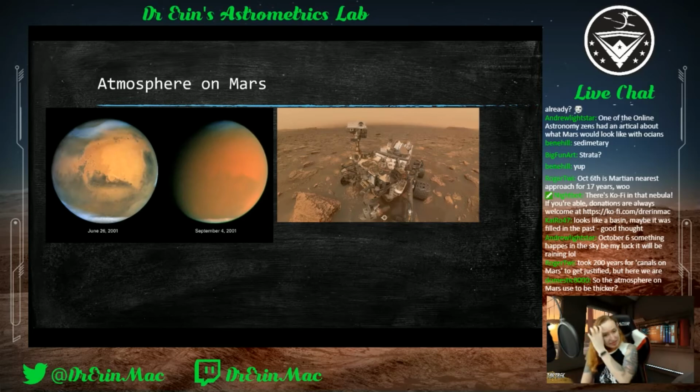Yes, and Domestic, I'll get to that in a second. But how it is right now, it's only 0.6%. It's very, very thin, but it's not non-existent. It is there, and we do get dust storms. This is another Curiosity selfie, but you can actually see the dust storm behind it. This is the dust storm that covered up Opportunity's solar panels, resulting in the loss of contact from Opportunity.